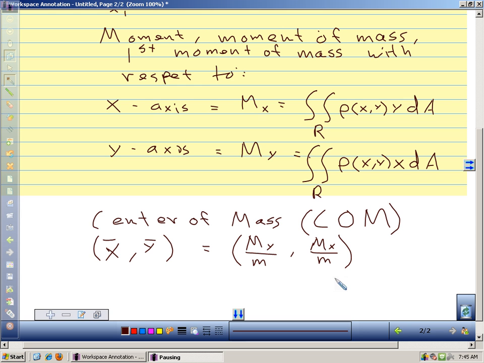Yes? So this is only two-dimensional? Yes. When we talk about triple integrals, then we'll talk about a solid shape and finding the moments and center of mass of a solid shape.